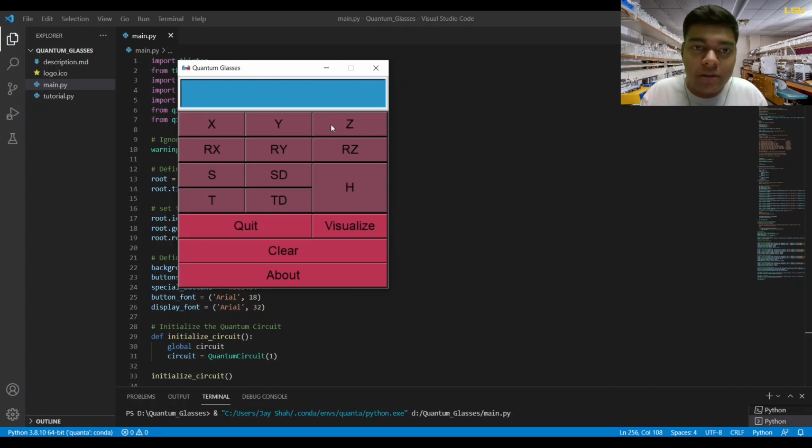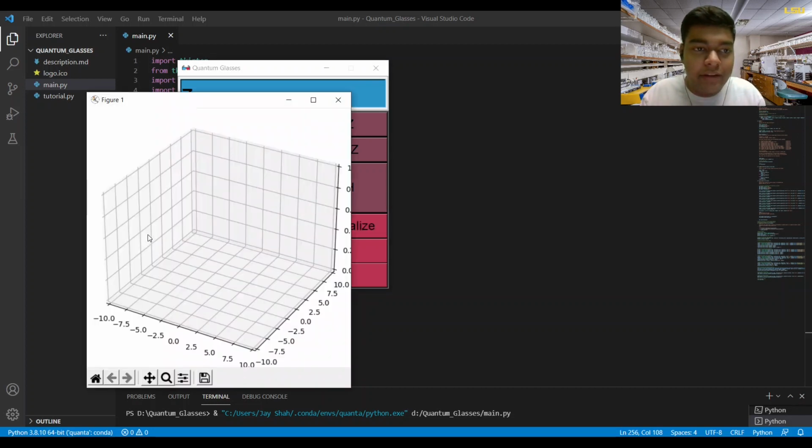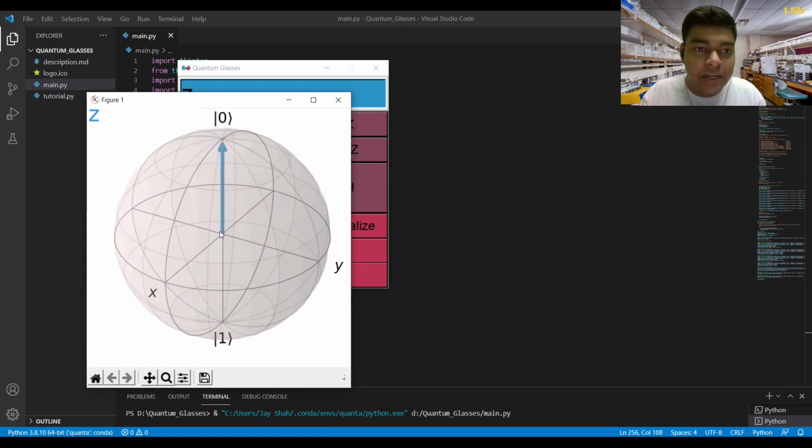Okay, so I want to apply it on the 0 ket, so just a direct Z will do. And if I visualize this, you see nothing happens. The vector stands still. What happens is when you apply Z on the 0 ket, you get the 0 ket, so there's no transition at all. And that's what the quantum glasses is indicating here.